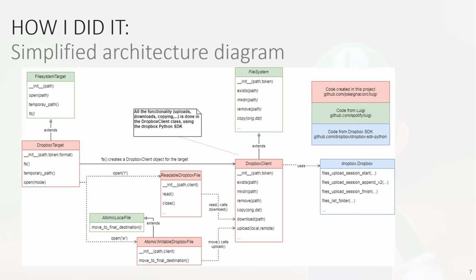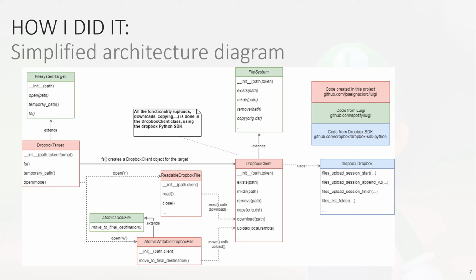Here you can see a simplified architecture diagram. The green boxes represent Luigi classes, the blue box represents the Dropbox class, which is provided by the Dropbox Python SDK, and the red boxes are the classes that I have created for this project. As you can see, my classes extend from abstract classes of the Luigi module. This will allow the target to have the same interface as the rest of the already existing targets.